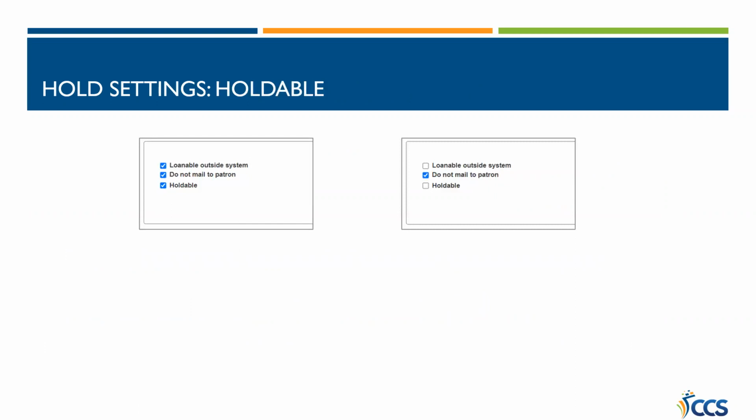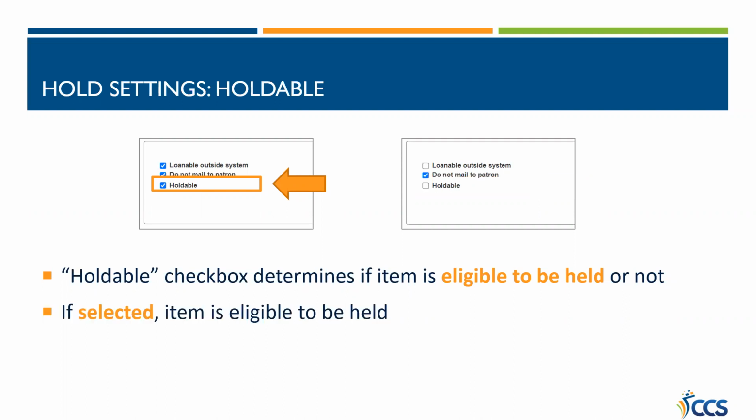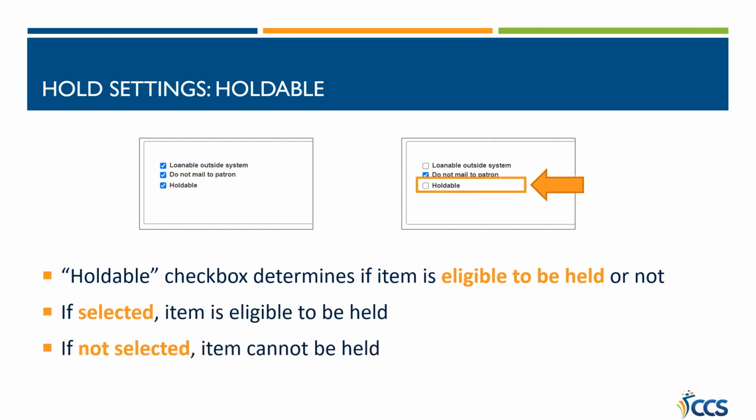So with those out of the way, let's look at the main hold settings. And the setting to rule them all is this holdable checkbox. This checkbox determines if the item is eligible to be held or if it's non-holdable. If it's selected, the item can be held. If it's deselected, the item is non-holdable, and this means that no one will be able to hold the item.